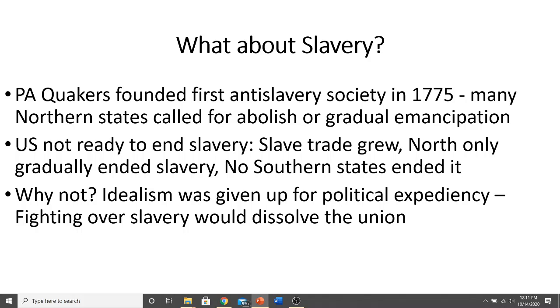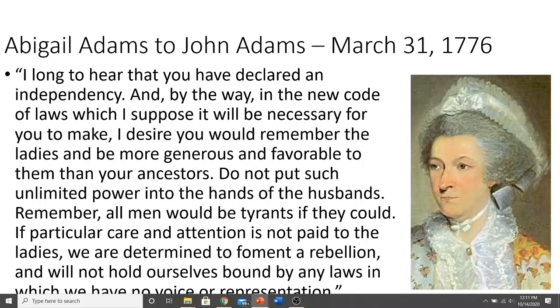So why did they not end it? Well, they gave up the idea of ending this evil establishment simply because it was a political expediency. That means that it was convenient. If they had demanded that slavery end, we may not have had a union to begin with, and the southern states may not have agreed to stay in the United States because of it. So fighting over slavery would have just dissolved the union, and so that forces us sadly to hold on to slavery for way too long.